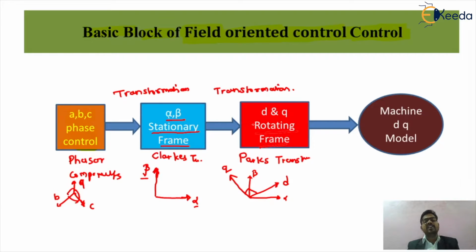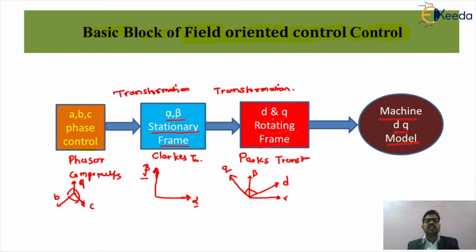Similarly, we can use the inverse transformation for the conversion of the rotating frame quantity into the stationary frame quantity, and the stationary frame quantity into the phase quantity. So friends, now these D and Q quantities are given to the induction motor model. We call this the machine DQ model, and in that DQ model the stator current is converted into two parameters: IDS, the direct axis current, and IQS, the quadrature axis current.